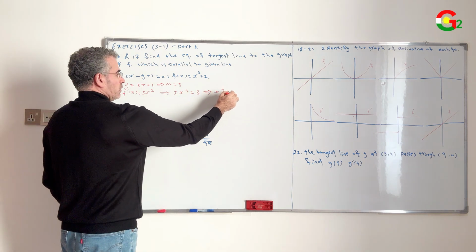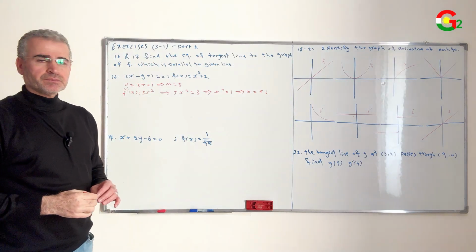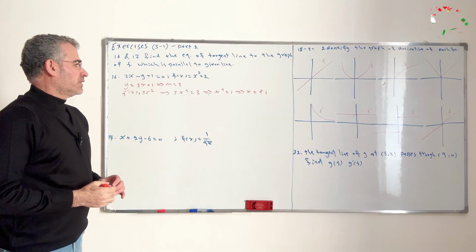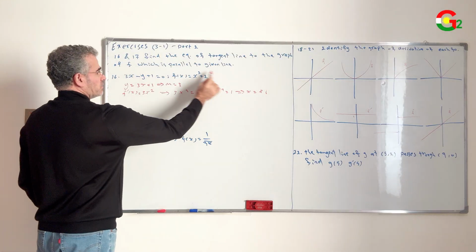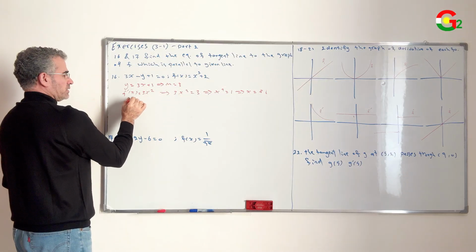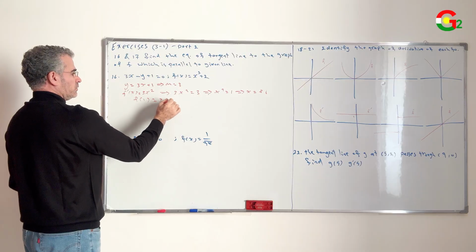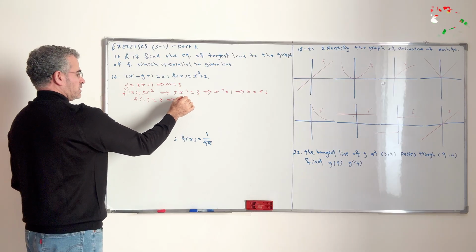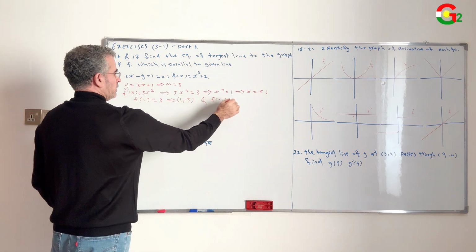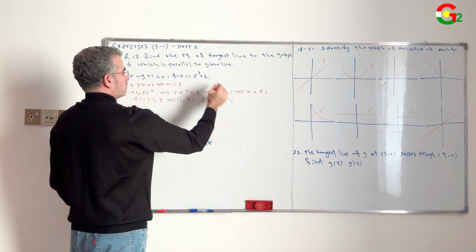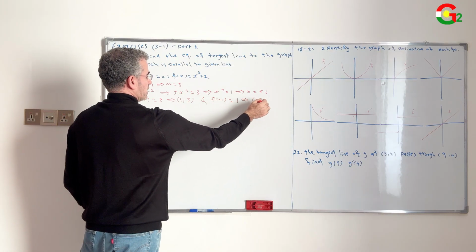Then x^2 equal to 1. Then x equal to negative or positive 1. This is the x coordinate of the point of tangency. To find the y coordinate, substitute x in the function. f of 1 equal to 1 cubed plus 2 equal to 3. The first point of tangency is (1, 3), and f of negative 1 equal to negative 1 cubed, negative 1, plus 2, equal to 1. Then the second point of tangency is (negative 1, 1).